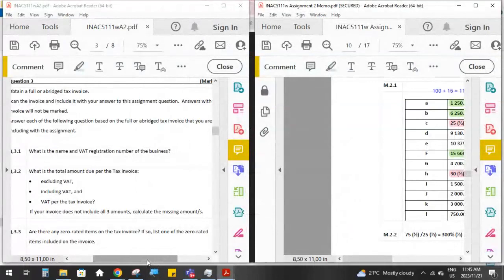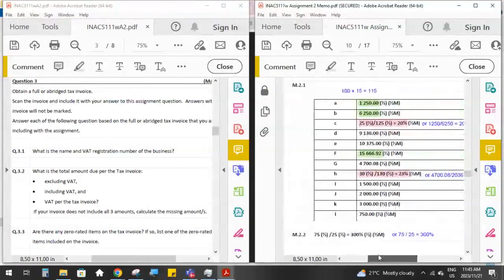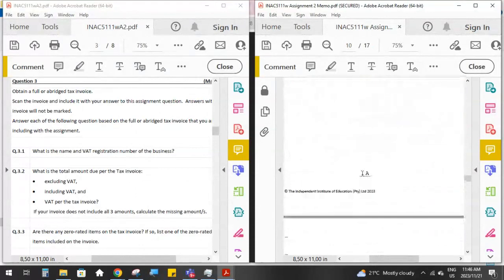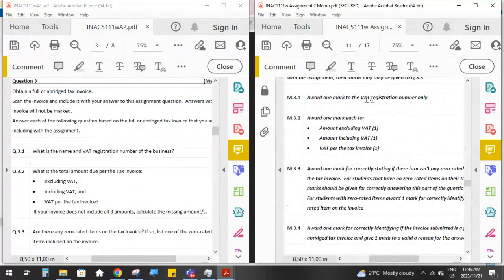All right, question 3. This one, your answer will obviously depend on what invoice you included in your assignment. So everybody's answers would be different. You had to take the name and VAT registration number of the company whose invoice you got.